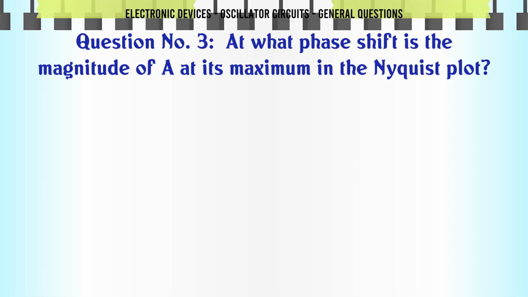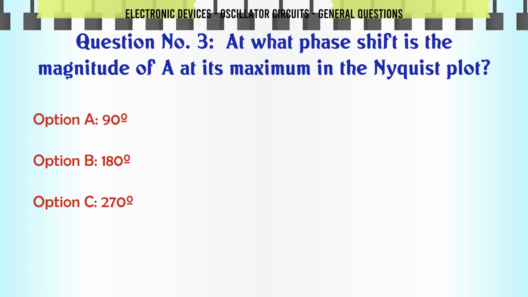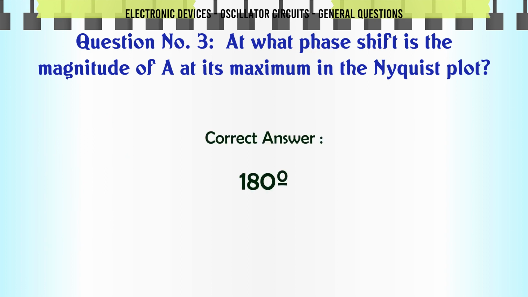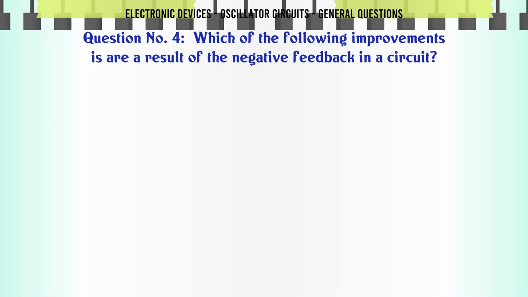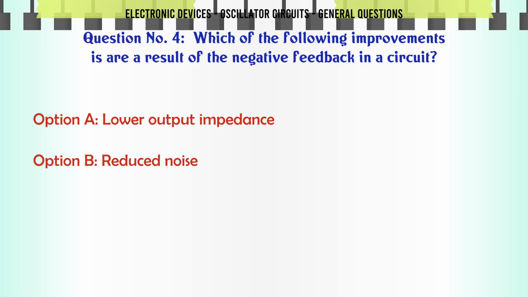At what phase shift is the magnitude of A at its maximum in the Nyquist plot? A: 90. B: 180. C: 270. D: 0. The correct answer is 180.